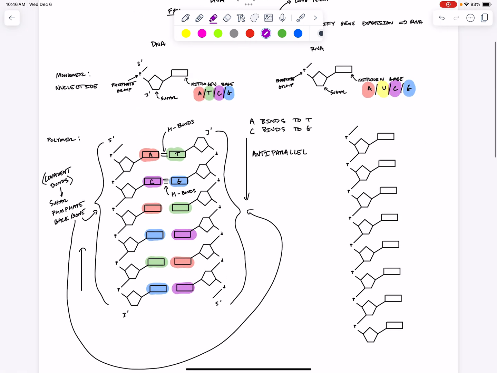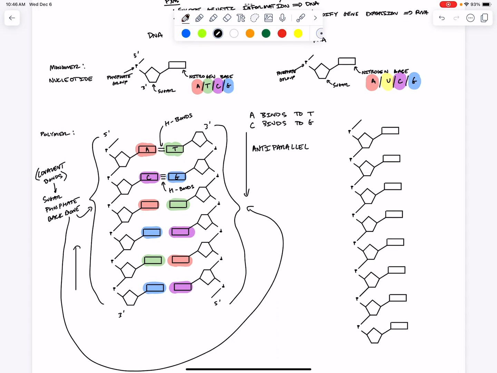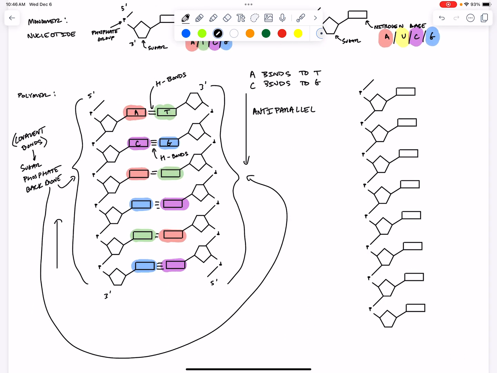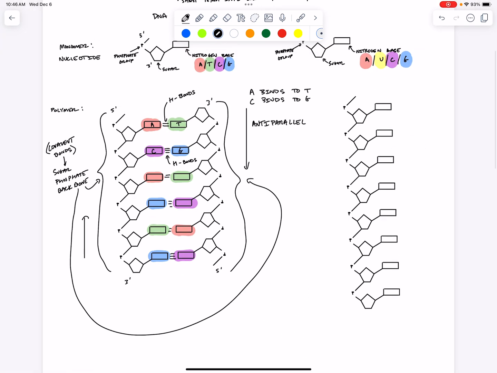This is always true. A always binds to T and vice versa. C always binds to G and vice versa. So if you have one side of the strand of DNA, you can automatically infer the other side of the strand of DNA. And again, they're held together in the middle through hydrogen bonds. AT connection is 2 and the CG connection is 3.